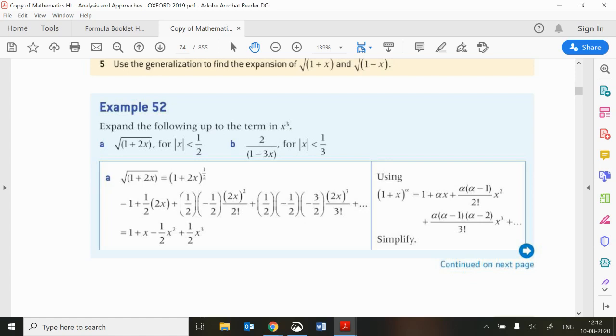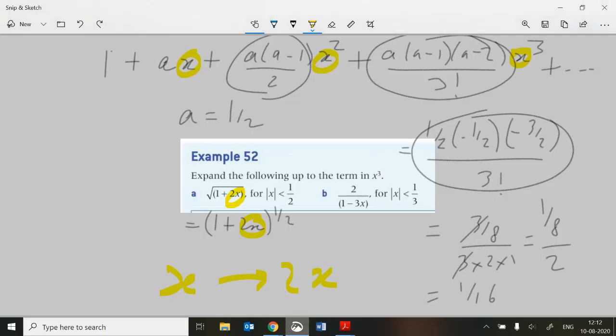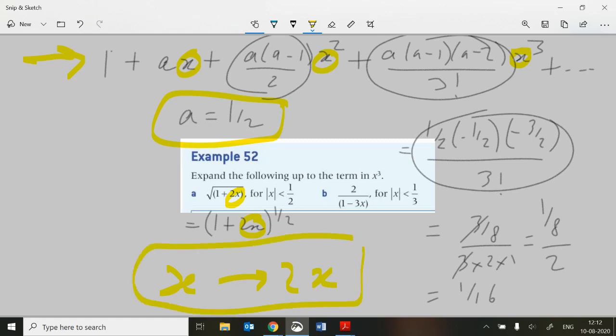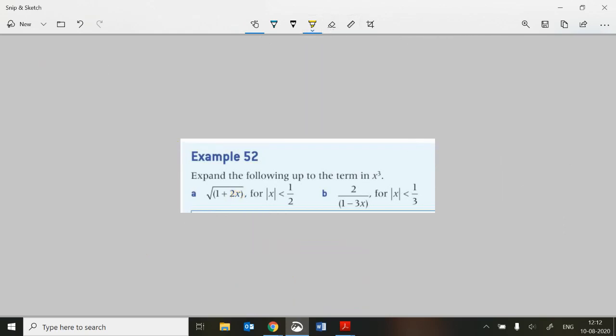Okay, now you can do that yourself, of course, but essentially, once you've identified the correct formula, so once you've identified this, and once you've identified that a is equal to a half, and that x becomes 2x in our formula, then it's a matter of substituting in and just grinding out the number work. Okay, so let's get rid of all of this and let's look at part B.